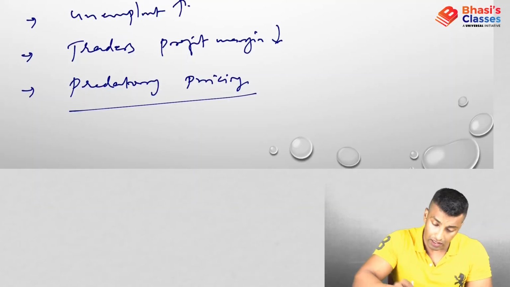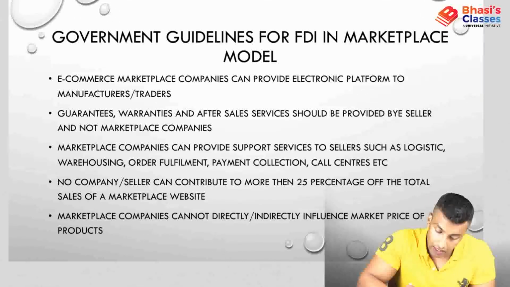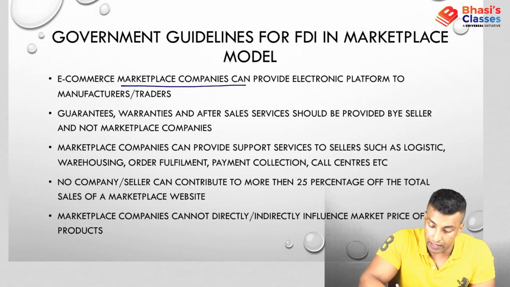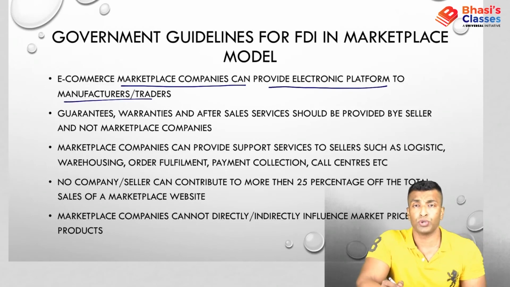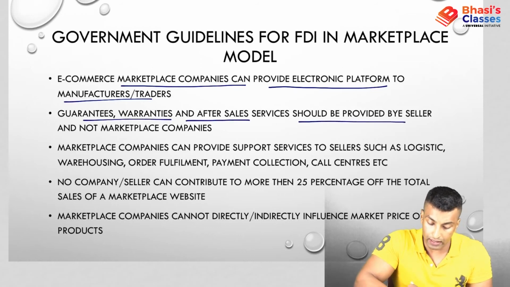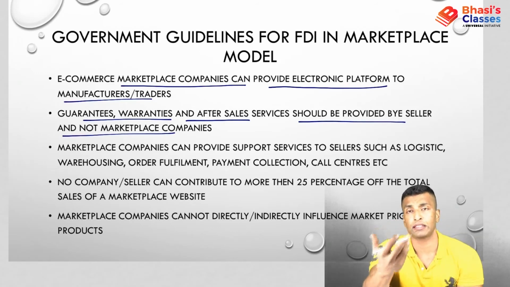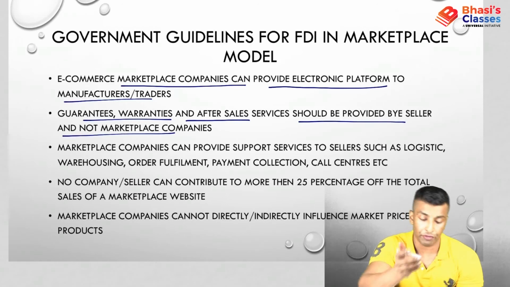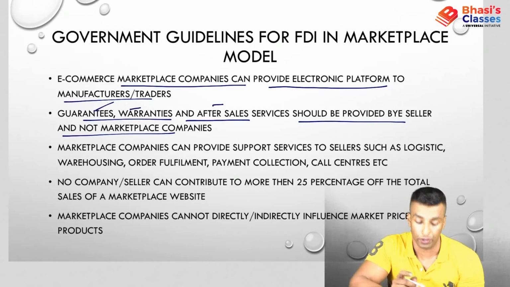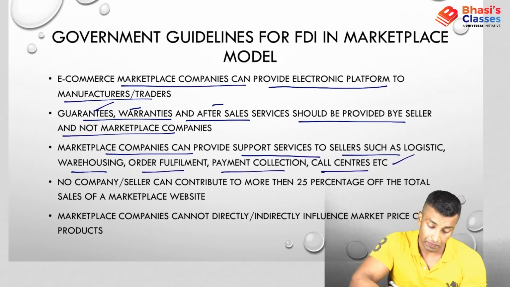Now we need to see some government guidelines for FDI in the marketplace model. The first one: e-commerce marketplace companies can provide an electronic platform to manufacturers and traders. So you only provide an electronic platform. Guarantees, warranties, and after-sale services should be provided by the seller and not the marketplace companies. So if you are buying something from Amazon and it is a Samsung product, Samsung, that company, has to provide the guarantee, warranty, and everything, and not Amazon. Marketplace companies can provide support services to sellers such as logistics, warehousing or order fulfillment, payment collection, call centers, etc. These are common points.